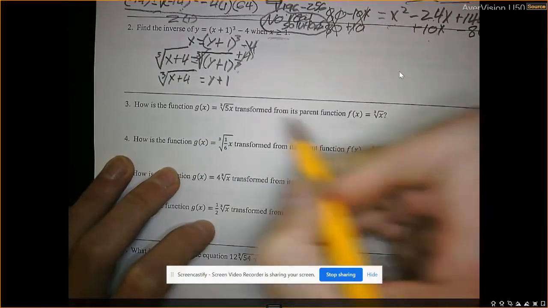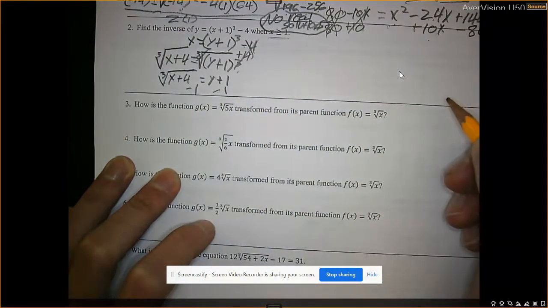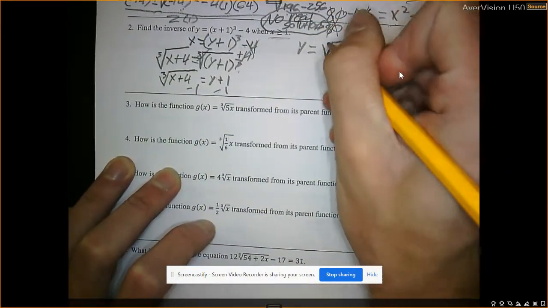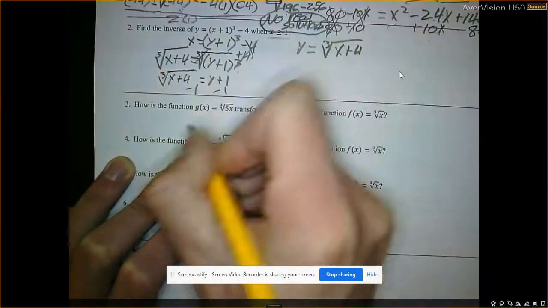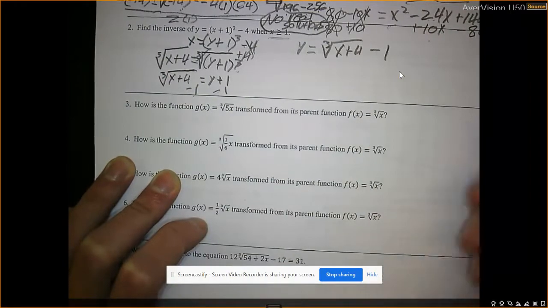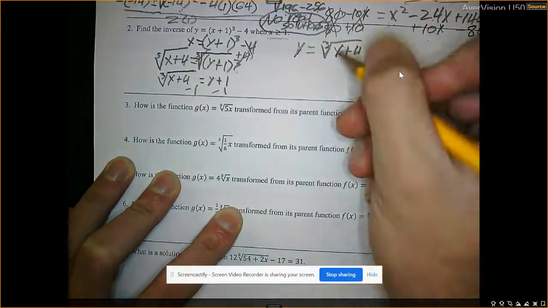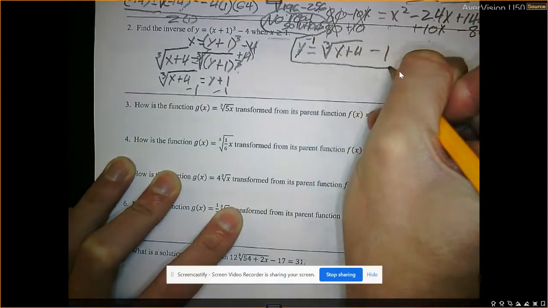Okay. Then lastly, to get y alone here, I just have to subtract 1 from both sides, and I get y equals the cube root of x plus 4, and then we had to subtract 1 on the back end. Okay, and really, this is the inverse of y now. So that's your answer there.